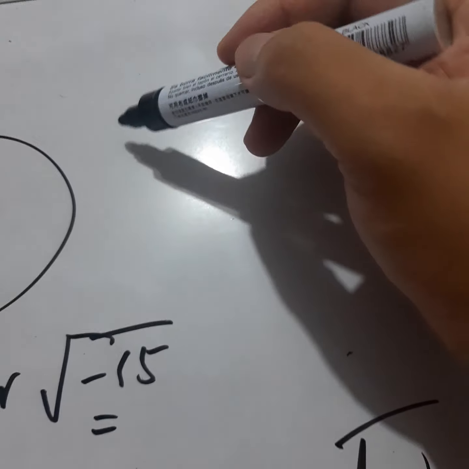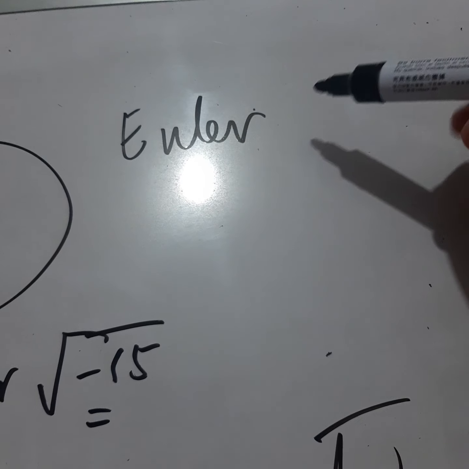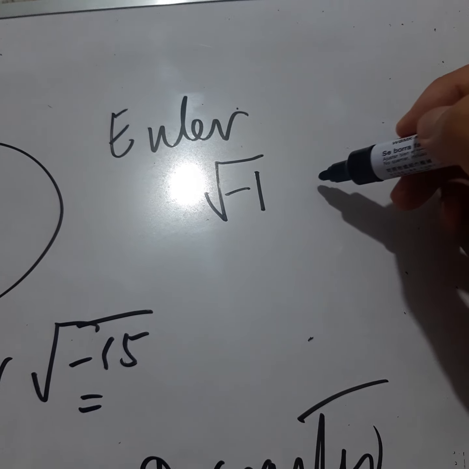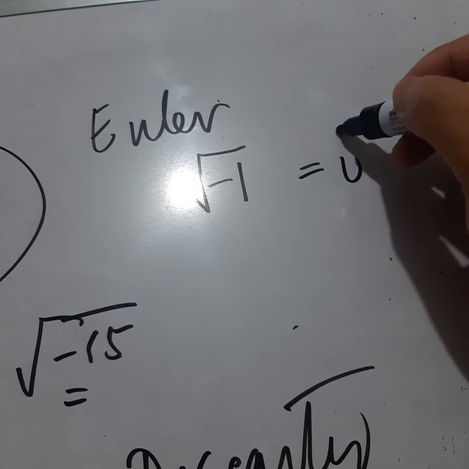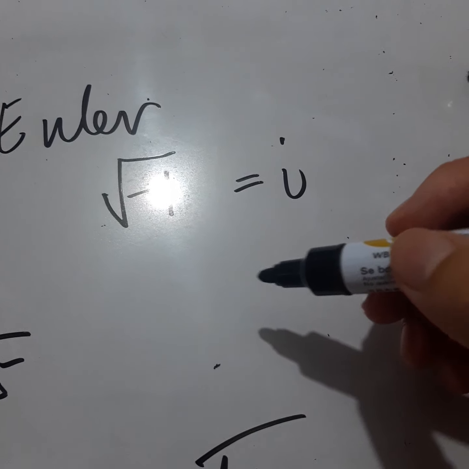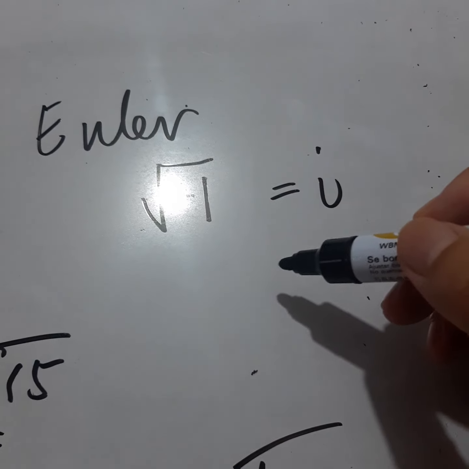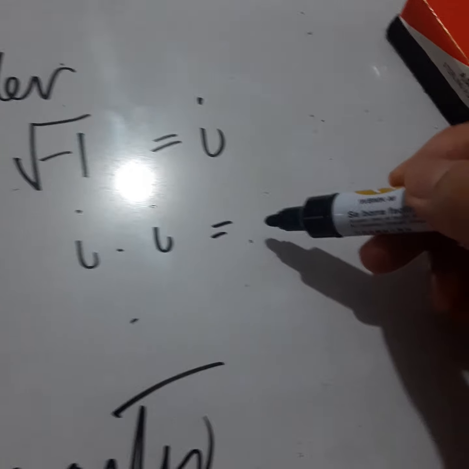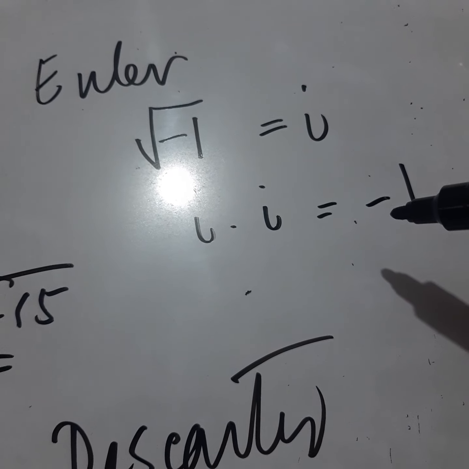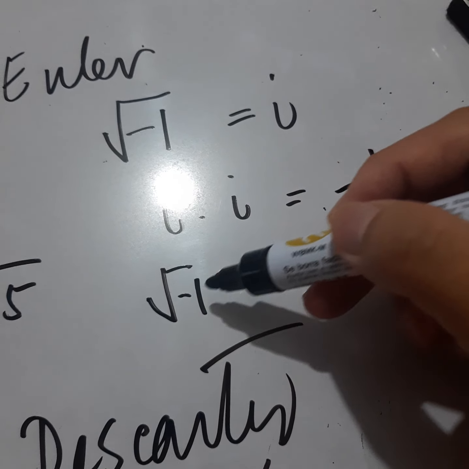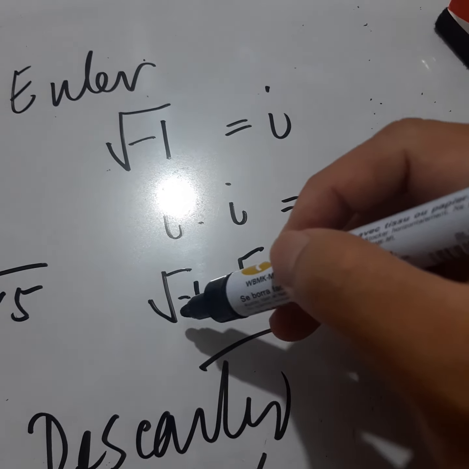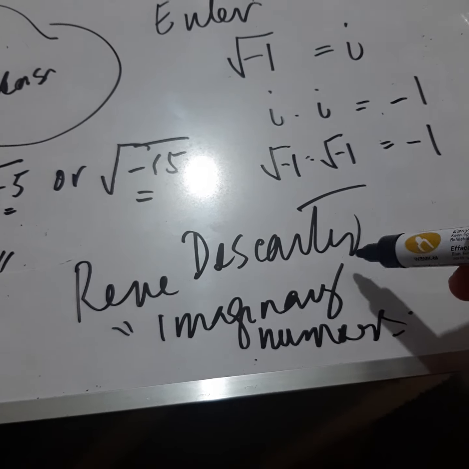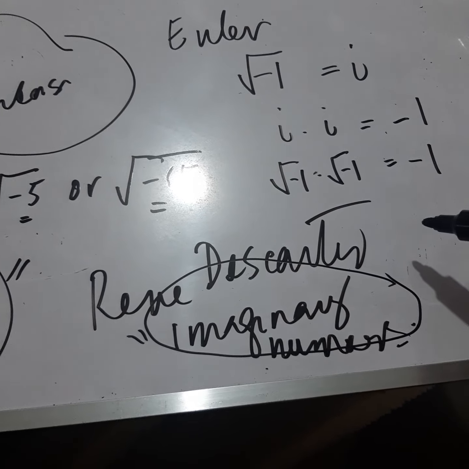At itong imaginary numbers na to ay binigyan ni Euler ng sarili niyang expression, which is, for example, the square root of -1 is equivalent to letter i. So, bakit niya binigyan ng letter i yung -1? Kasi, if we are going to multiply -i times -i, we will be getting -1. So, paano nakuha yan? Square root of -1 times square root of -1 is -1. So, this will be our start of our lesson, which is imaginary numbers.